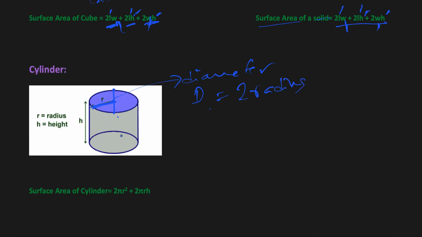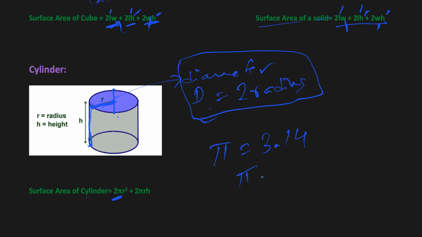But for the cylinder, we don't need to know about this. This is just extra information. Anyway, so this is the radius for a cylinder, and this is the height. Assume this is the height, which is h, and this is the radius. The surface area of a cylinder can be calculated as 2 pi r square, where pi is 3.14, or you can just leave your answer in terms of pi.